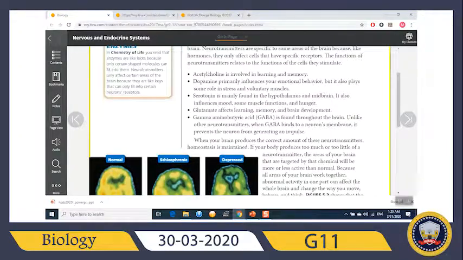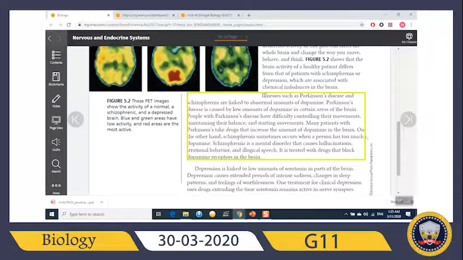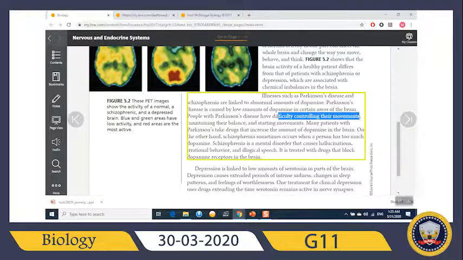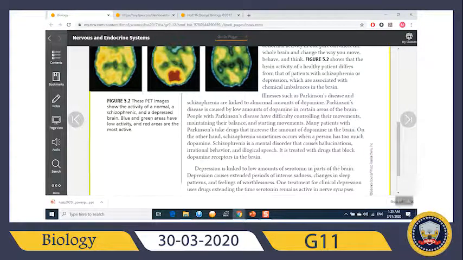So dopamine primarily influences emotional behavior, okay, and plays a role in stress and voluntary muscles. So since it plays a role in voluntary muscles and we have something wrong in the levels, Parkinson's patients have problems controlling movement. Good. So many patients with Parkinson's take drugs that increase the amount of dopamine in order to balance the level of the dopamine.